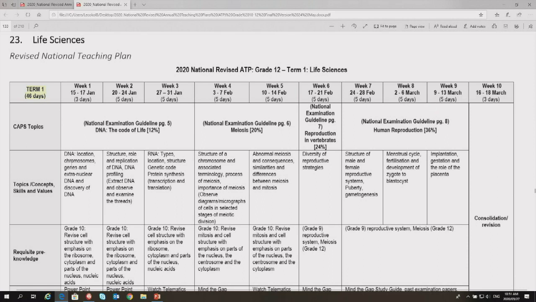In other words, DNA, RNA, protein synthesis, replication, as well as meiosis, as well as when it comes to reproduction, diversity of reproductive strategies, structure of male and female reproductive systems, in other words, the whole of human reproduction, spending 3 weeks on that.